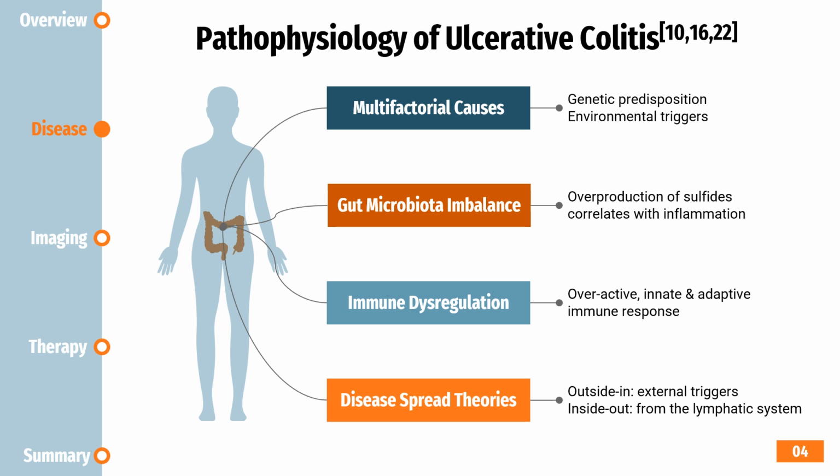And now, in terms of the spread process, there are numerous theories about how IBDs in general would spread. The outside-in theory suggests that external triggers like bacteria lead to mucosal inflammation. On the other hand, the inside-out theory proposes the disease process might start from the lymphatic system or mesentery and spread towards the gut mucosa.